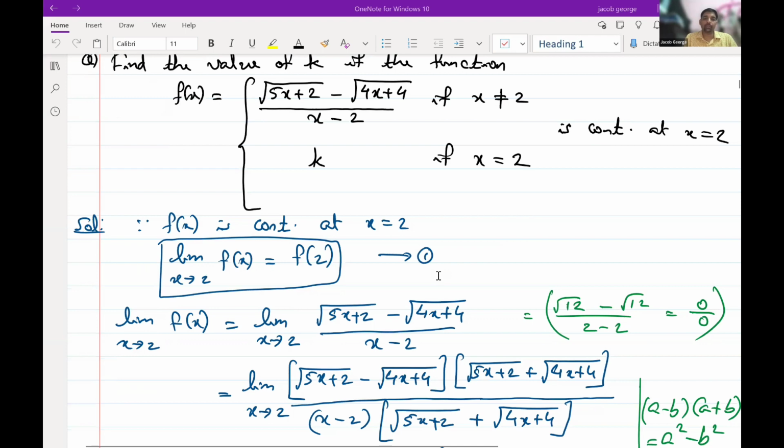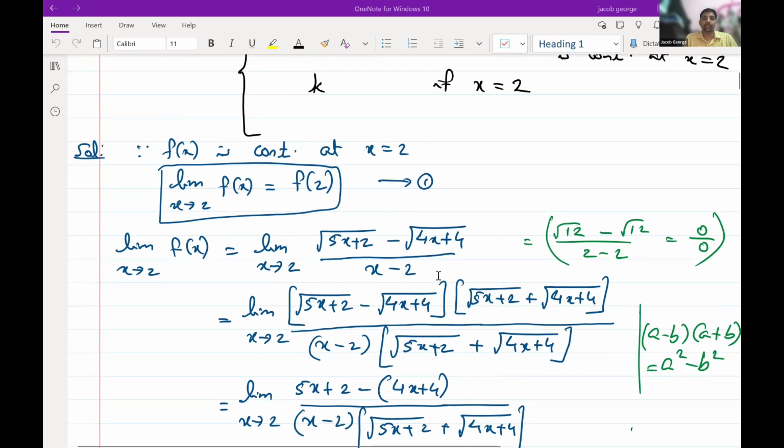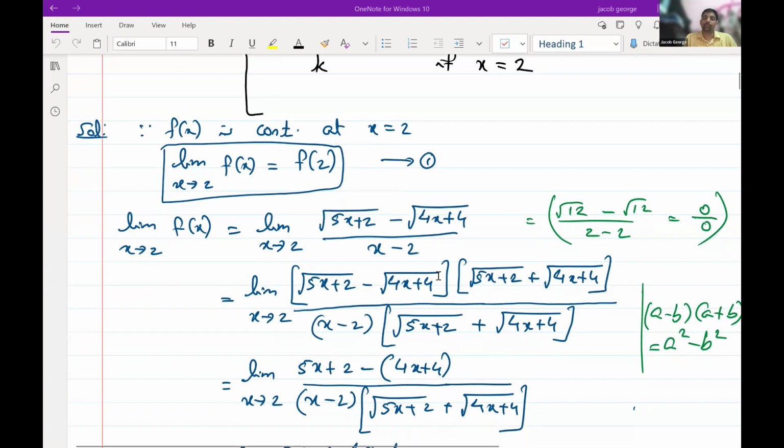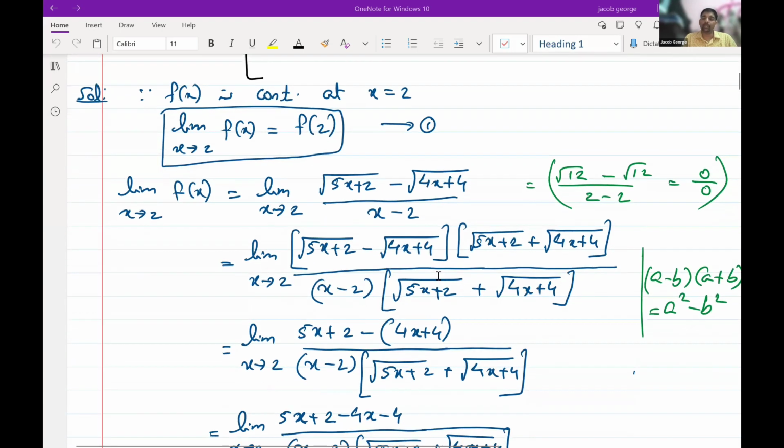That is limit x tends to 2, f of x equal to f of 2. It is given that this function is continuous. So limit x tends to 2, f of x is limit x tends to 2 of root of 5x plus 2 minus root of 4x plus 4, by x minus 2. What happens there? When we substitute x as 2, it becomes 0 by 0.